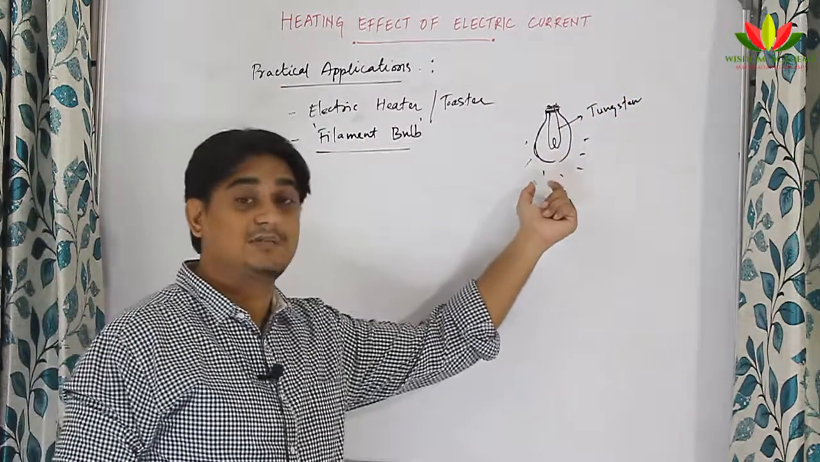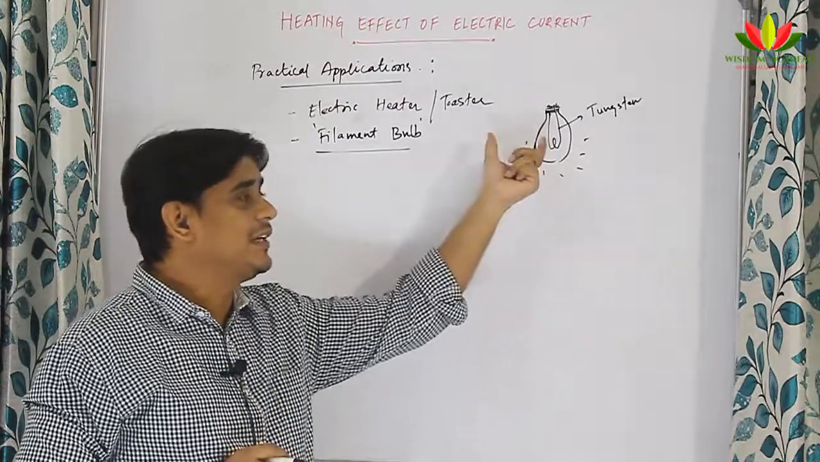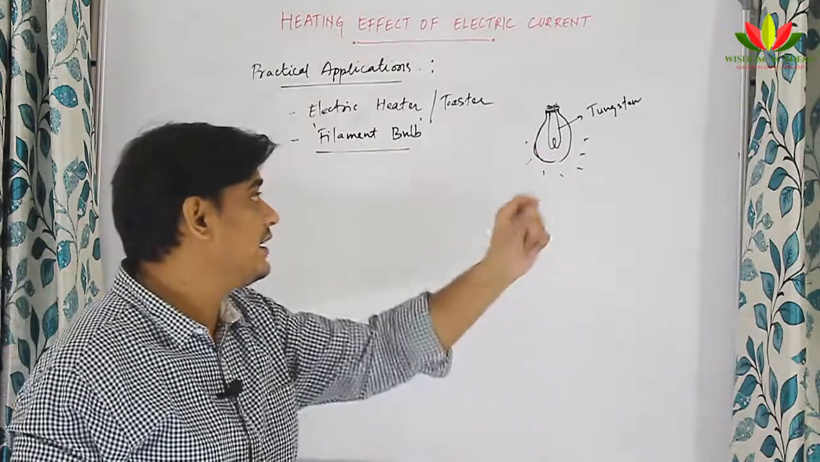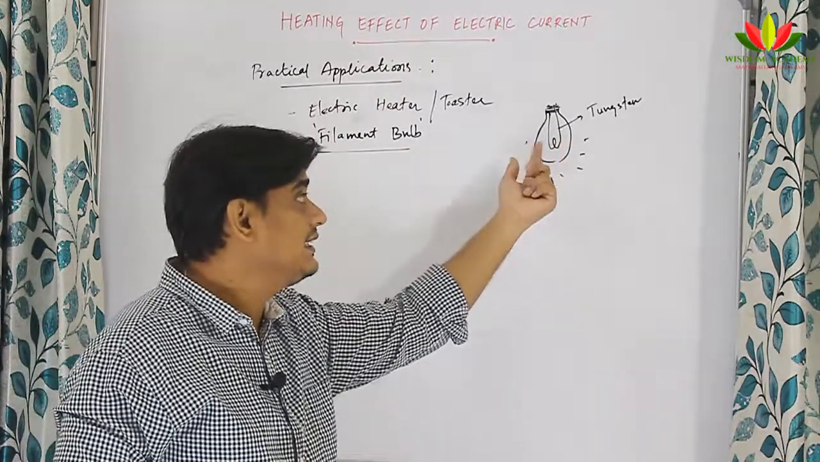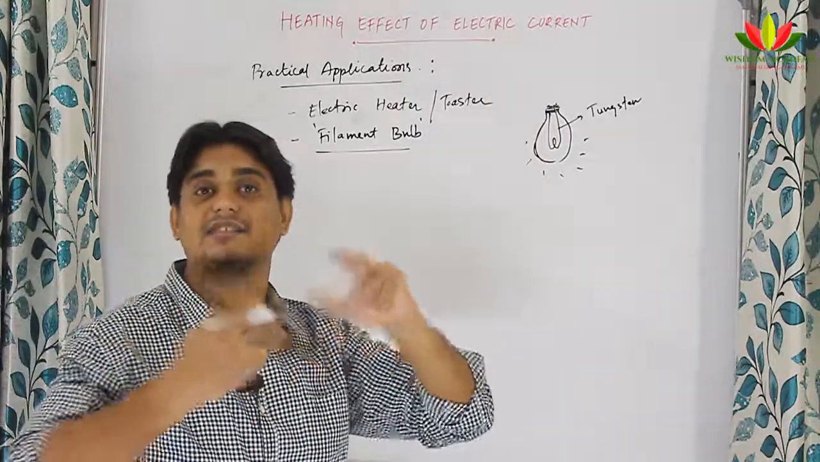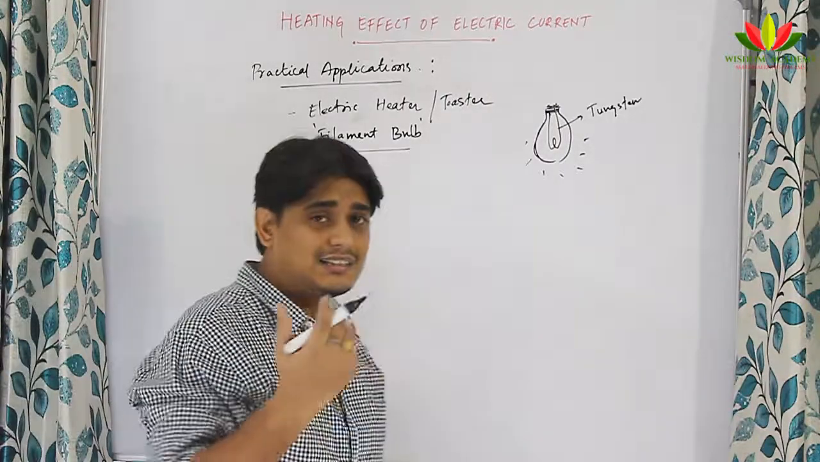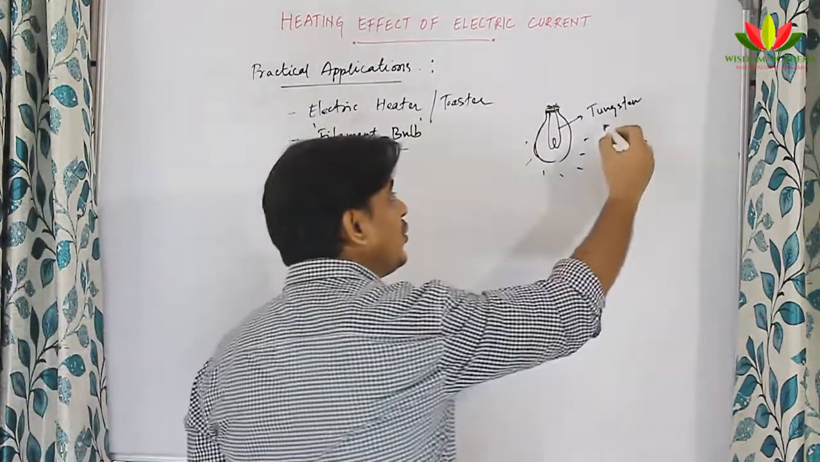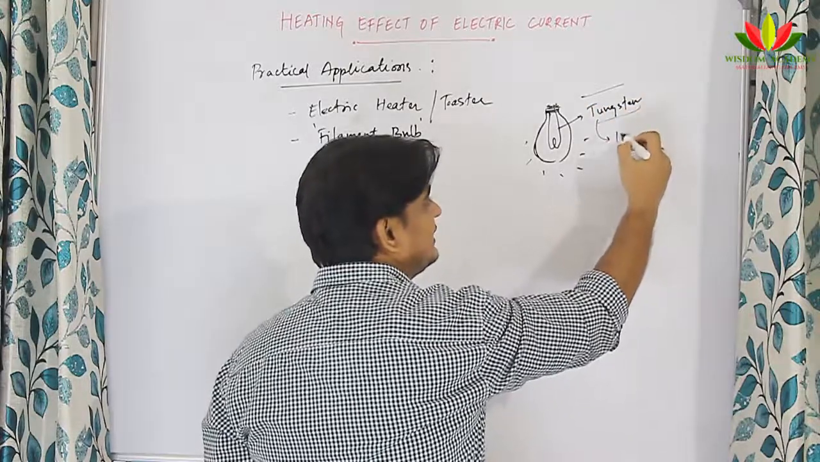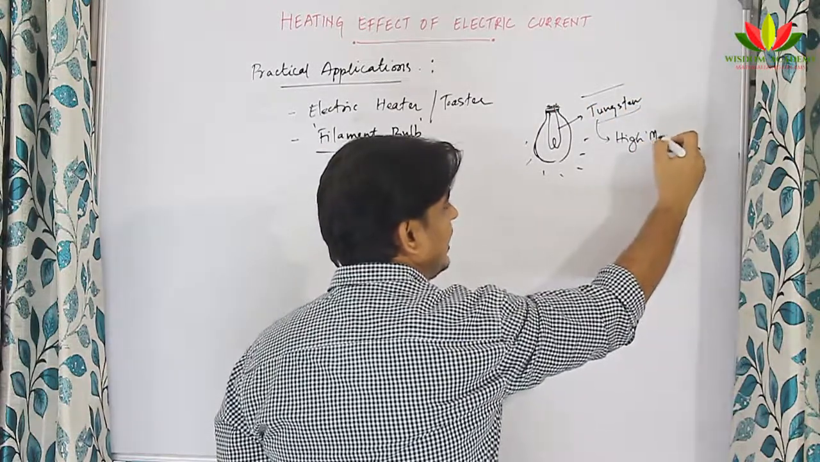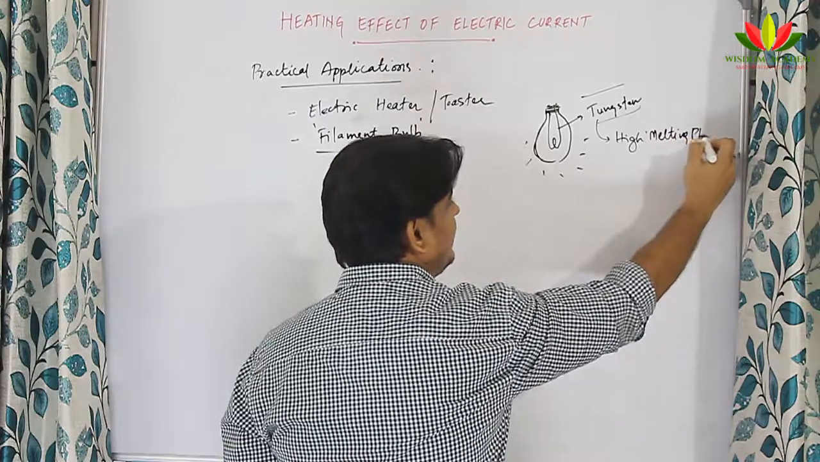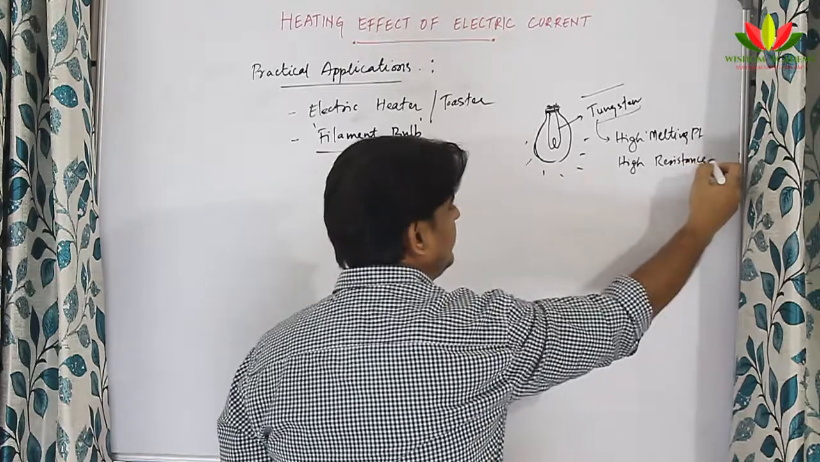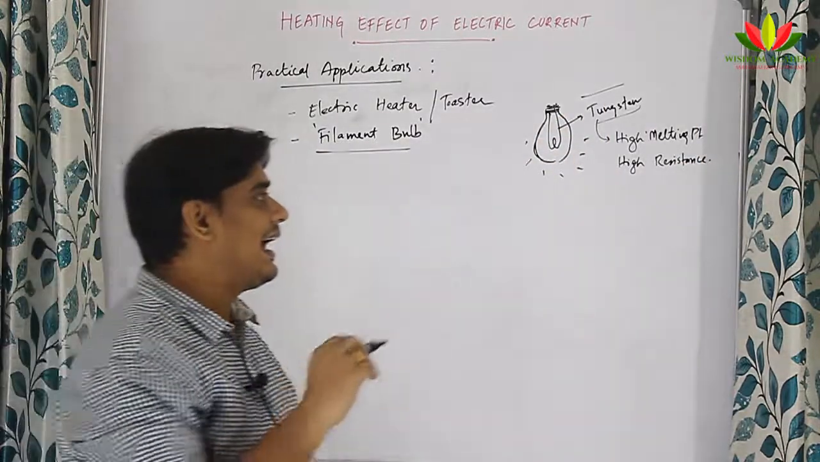Those who have seen this bulb will understand it better: the current used to flow through this tungsten, and by the heating effect of electric current it used to get heated up, and that heat was converted into light and emitted outside. You may ask, sir, if it gets too much heated? Yes, it will. That's the reason we chose tungsten, because this material has a very high melting point and also very high resistance. So remember that the filament of the bulb has a high melting point and high resistance.